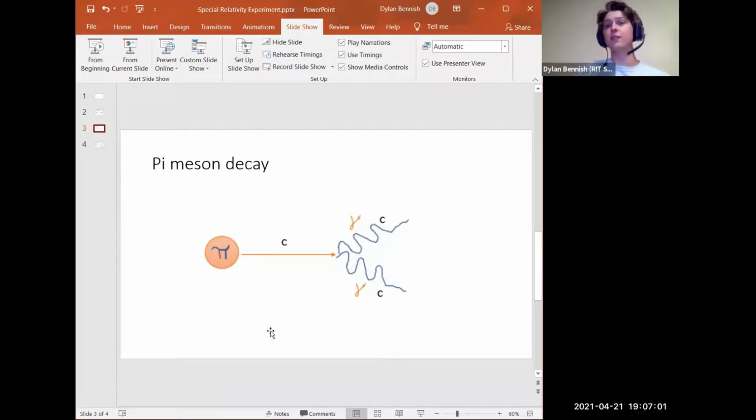So initially you had the speed of the Pi mesons going at 0.9997 times the speed of light. And then you had the speed of the gamma rays traveling at 0.9999 times the speed of light. So they're very, very close. There's not much error at all between the different speeds. In fact, the speed is within 2 times 10 to the minus 4 precision. So it's very precise. So that's the Pi Meson decay experiment and how it's related to Einstein's second postulate.